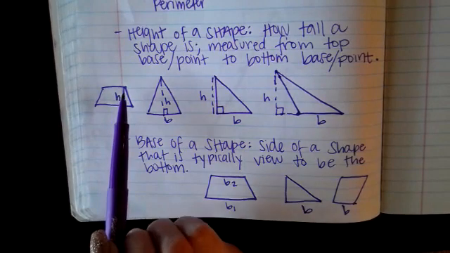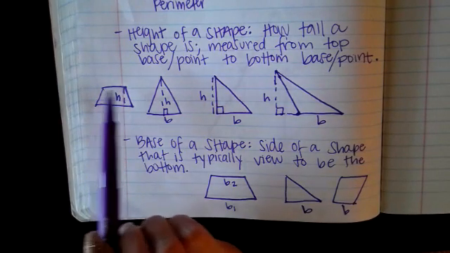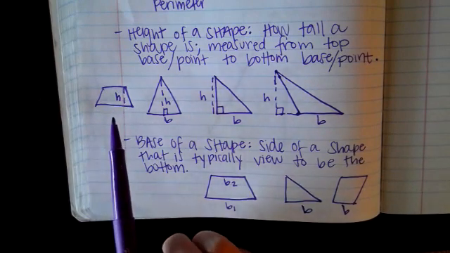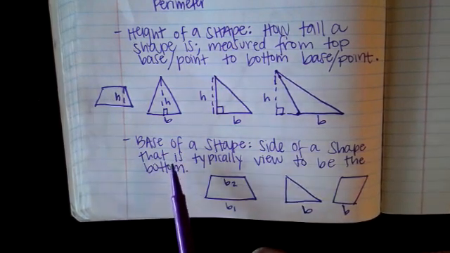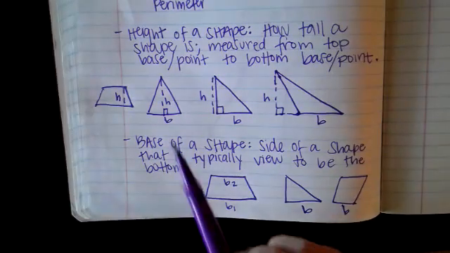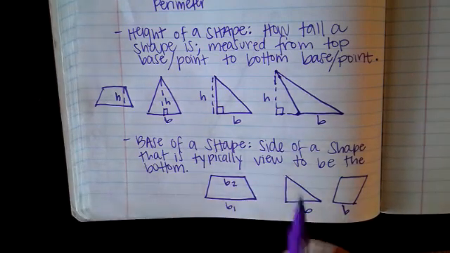In a trapezoid, it's typically measured from the top part of the shape, the top base, all the way down to what's called the bottom base. And we'll talk about that in another video, the parts of a trapezoid. But the base of a shape is the side of the shape that is typically viewed to be the bottom part of the shape. So the way that we're looking at it on the page, it's typically the side that's viewed as on the bottom, like it would be level to the ground, or level to the table if we had it on a different kind of surface.